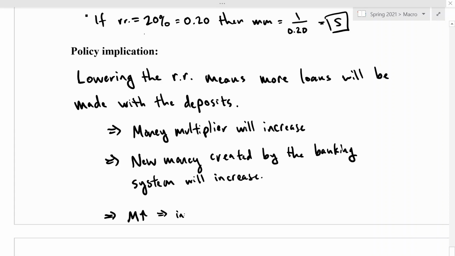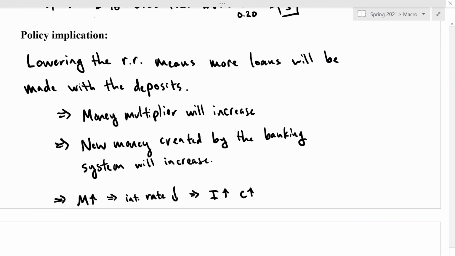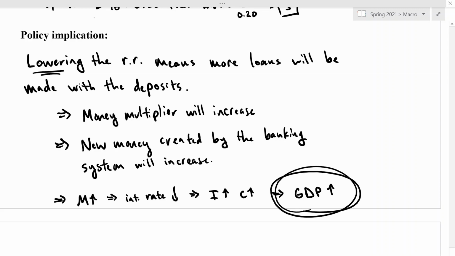If the money supply goes up, as I showed, I believe, in the last video, the interest rate decreases. If the interest rate decreases, people will invest more, people will buy more, consumption and investment go up. Consumption and investment are part of GDP. That's going to make GDP go up. So what does the Federal Open Market Committee do when we're in a recession? Among other things, decrease the reserve requirement. That's going to help try to stabilize and stimulate the economy.